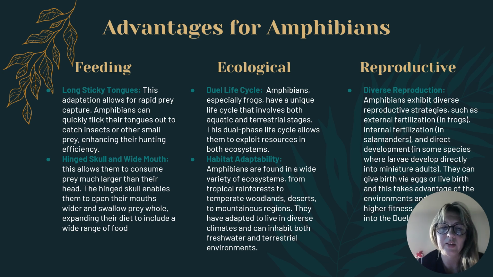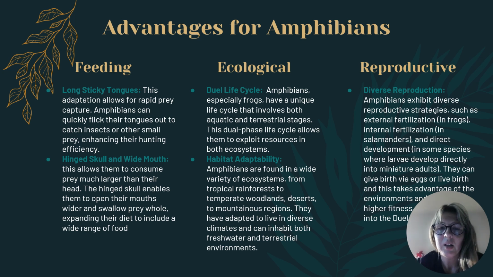So this dual life cycle really allows them to exploit resources in both cycles, as well as that habitat adaptability. Amphibians are found in a wide variety of ecosystems, from tropical rainforests to temperate woodlands, deserts to mountainous regions. They have adapted to live in diverse climates and can inhabit both freshwater and terrestrial environments. And then lastly, that diverse reproduction.